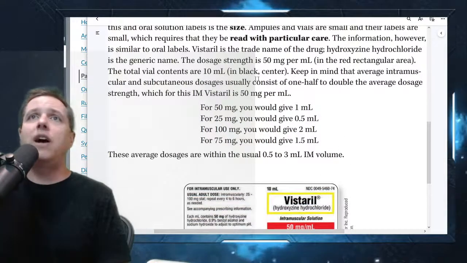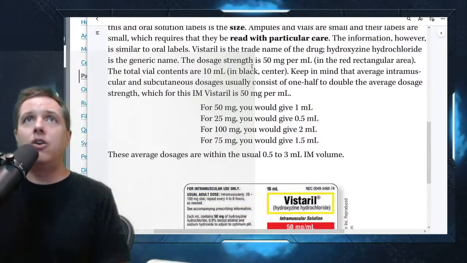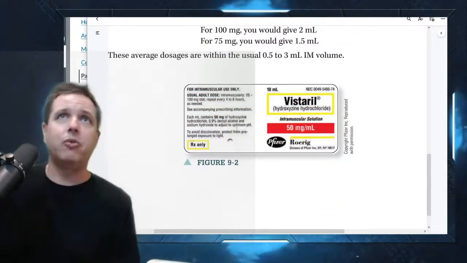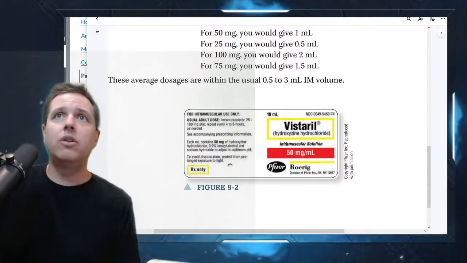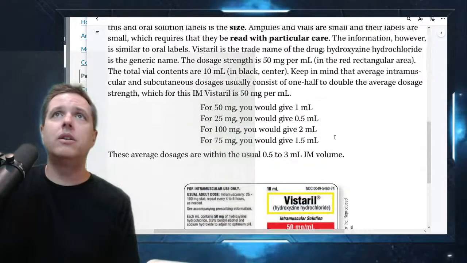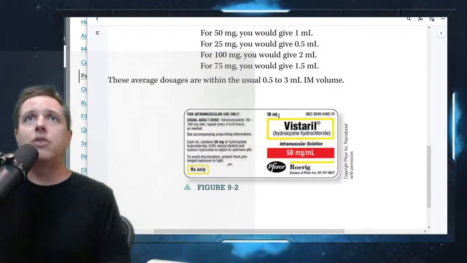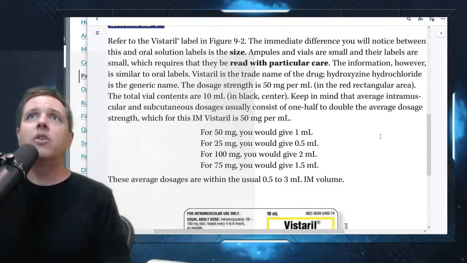Okay, the total vial contents are generally on here. So that's like right here. Yeah, so they've got 10 milliliters. So that's telling you the total amount, how much is in the whole vial.